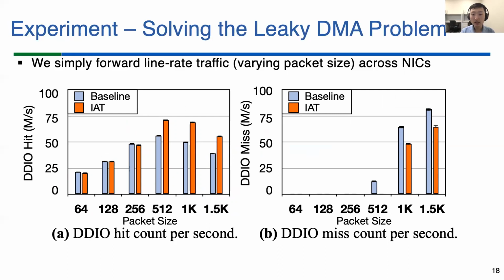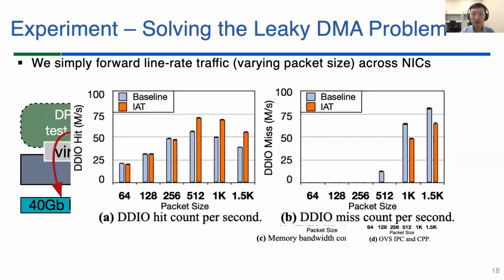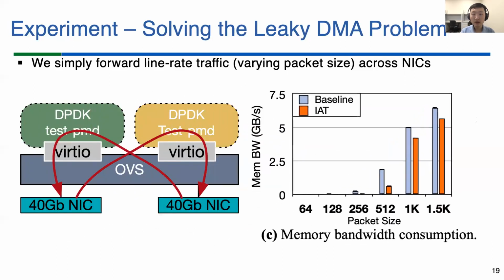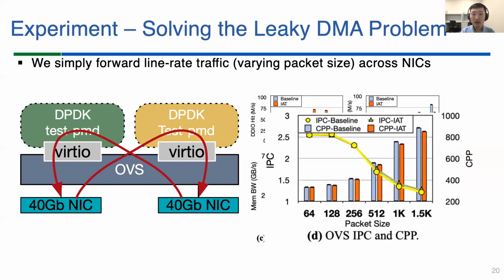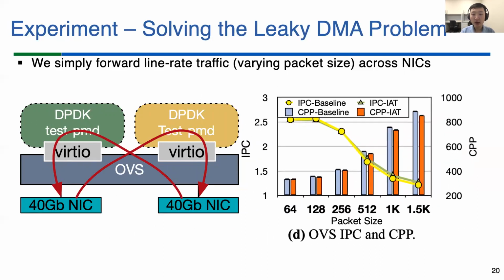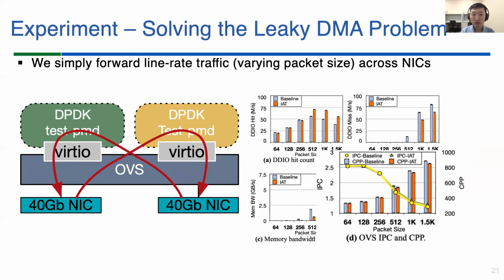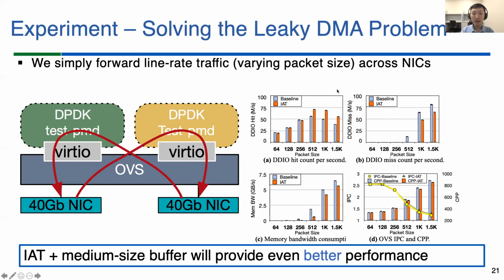However, when the packet size is large, IAT is able to reduce DDIO miss by around 30%. This leads to the reduction of memory bandwidth utilization, and finally, the IPC and cycle per packet improvement in the OVS execution. IAT cannot eliminate the DDIO miss. We argue that IAT plus a medium-sized buffer can provide even better performance.